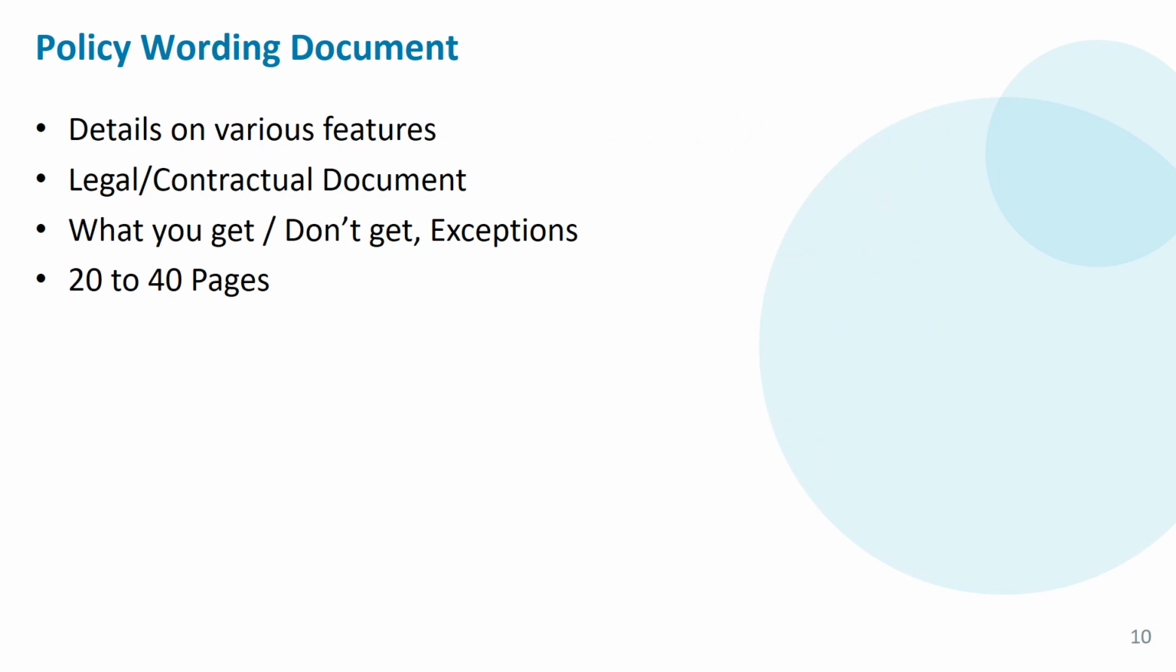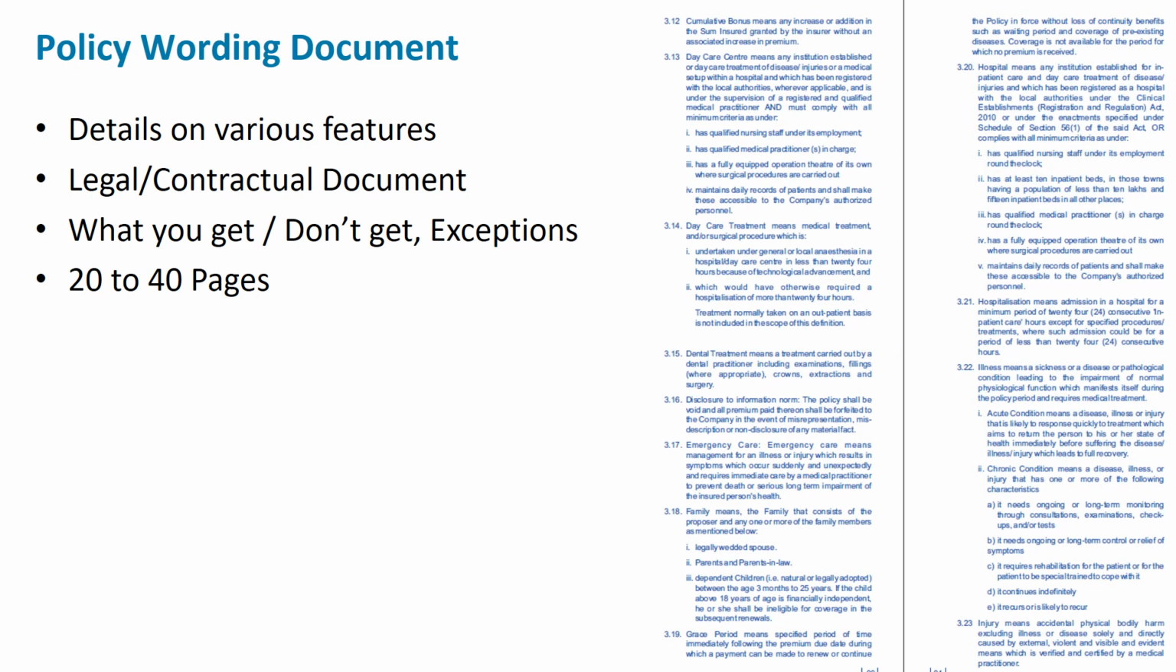The third document is the policy wording document. It is a document which has detailed content of various features of the policy. It is more of a legal and a contractual document. It carries details of what applies, what doesn't apply, what the different exceptions are, what the limitations are, etc. This could very well run to 20 to 40 pages. And here you are seeing a sample of a policy wording.